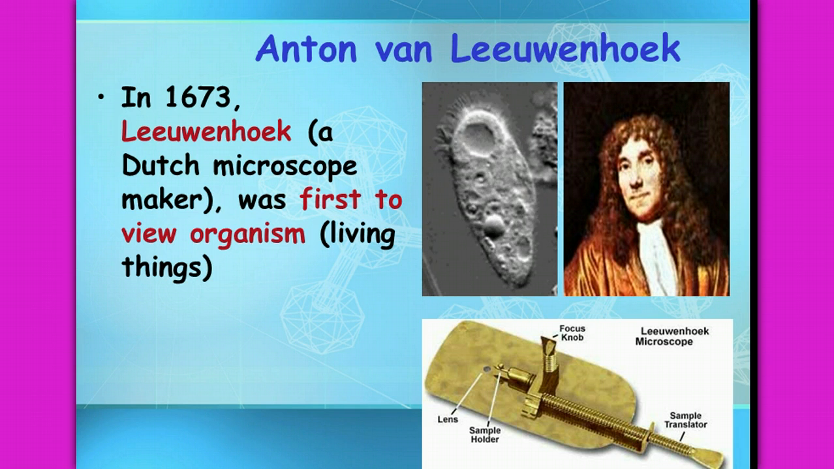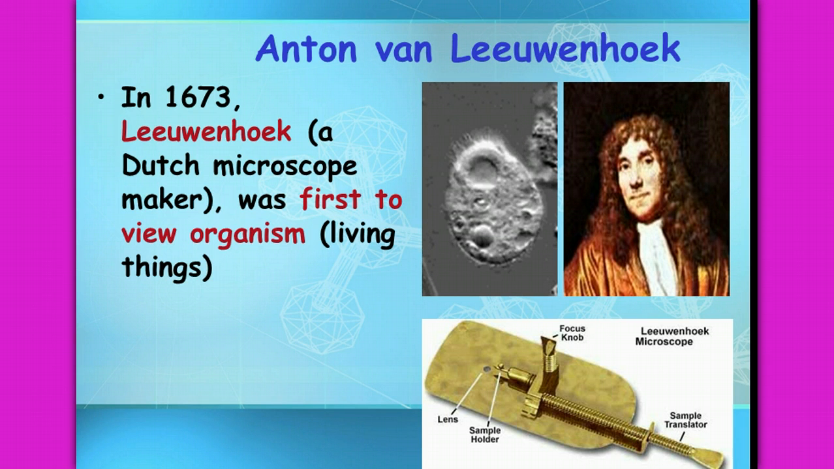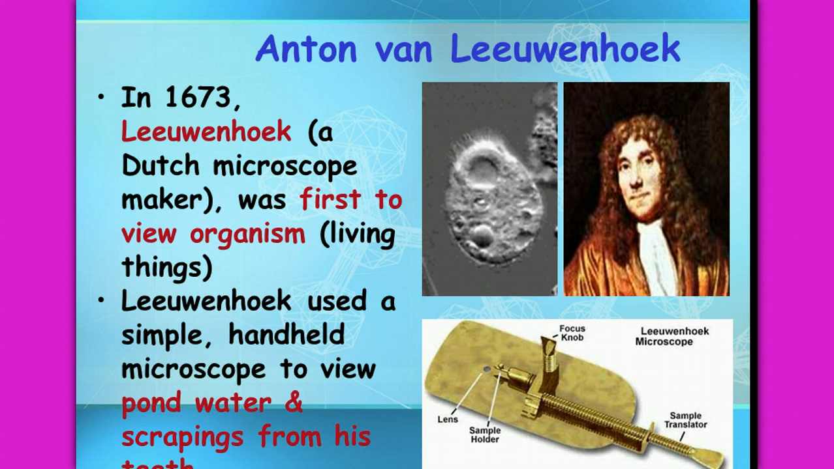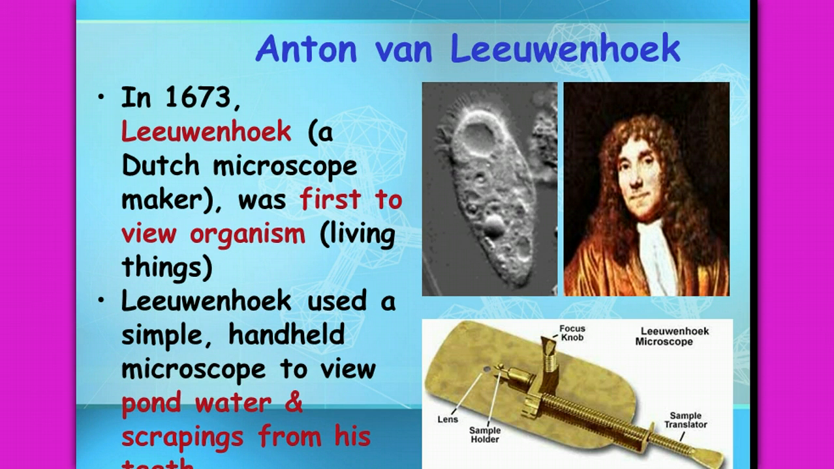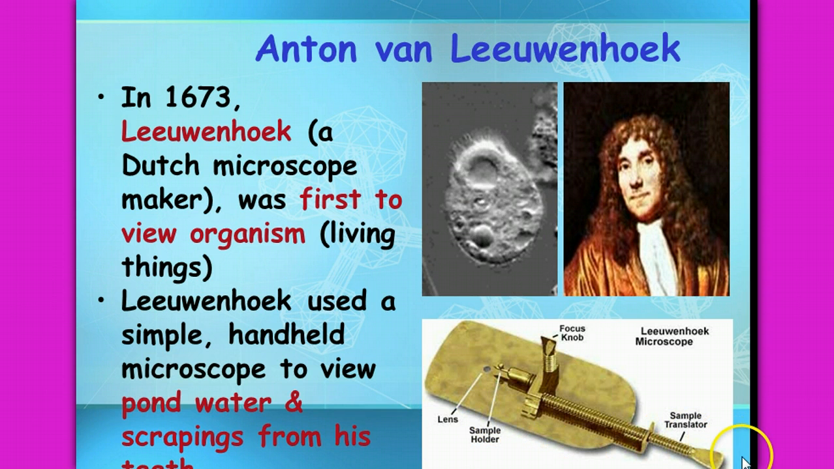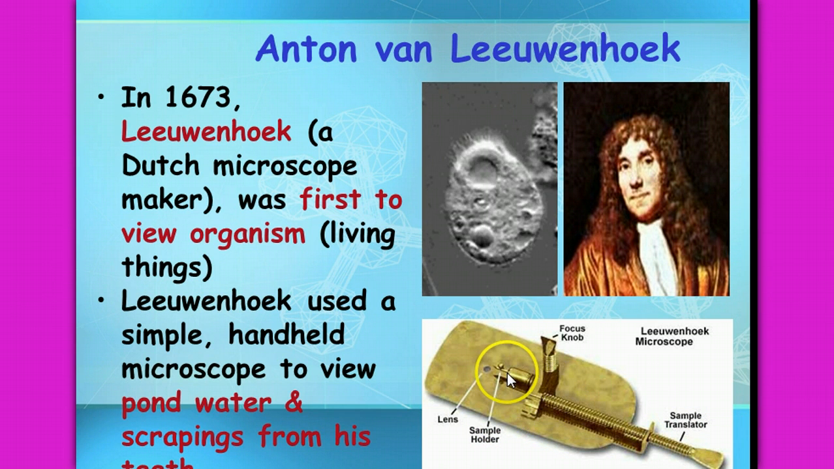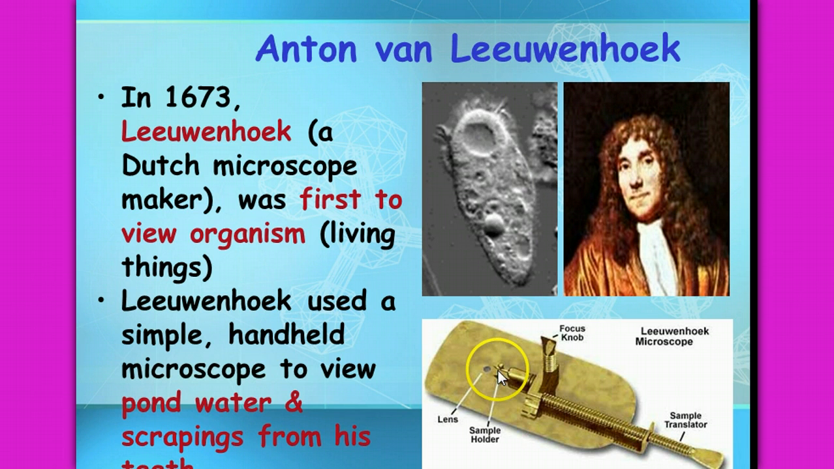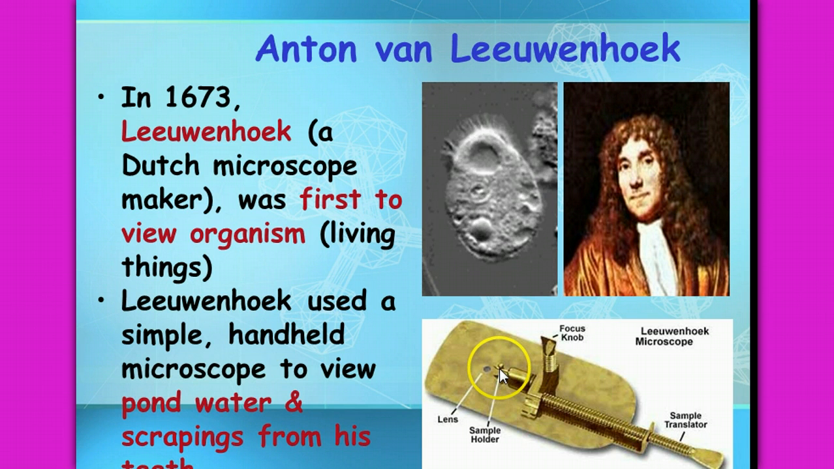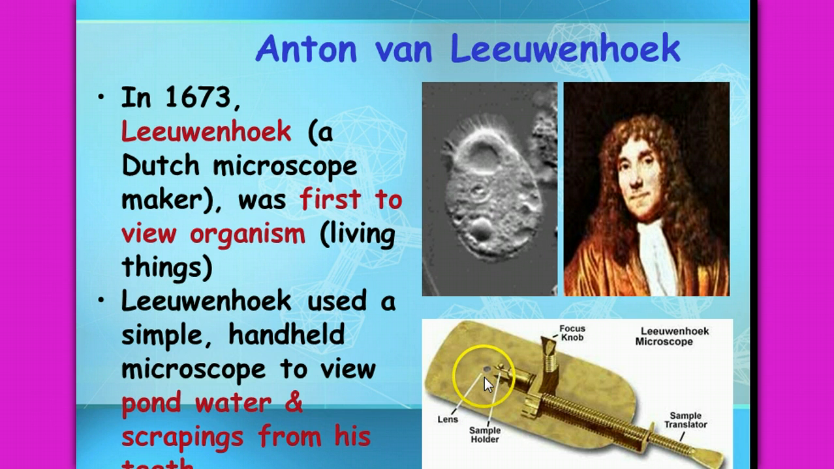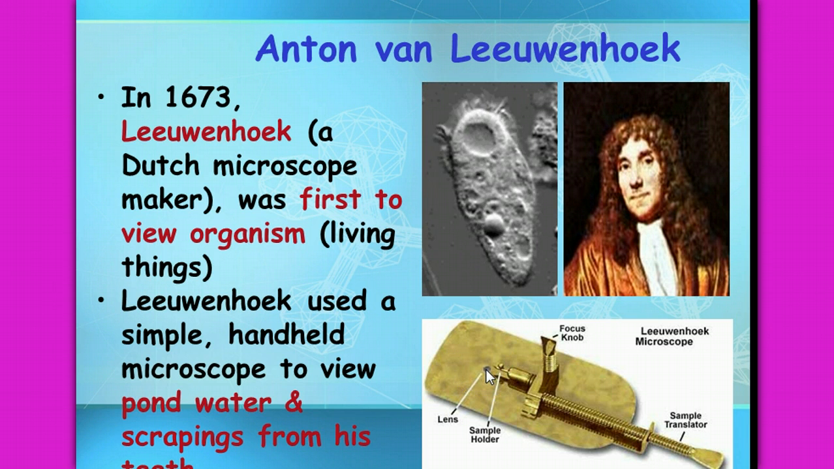was the first person to view what we consider a living organism. The way he did that was he used his little handheld microscope, which looked just like this. It was basically a brass screw, okay? And then up here on the end, there's a little tiny needle point, and that was what he considered his sample holder. That was the stage, if you will. And then there was the little tiny ground lens right there.